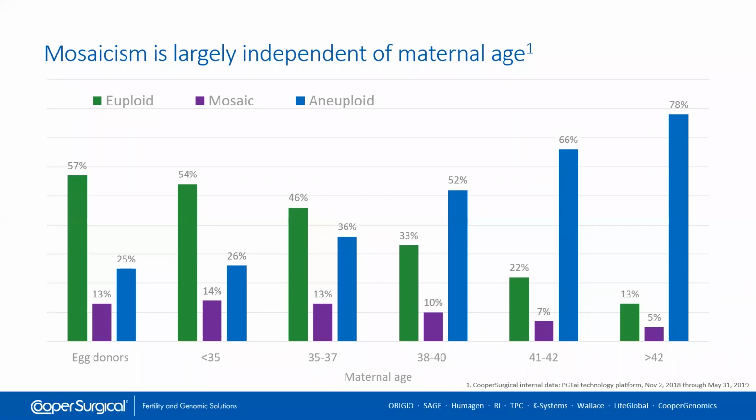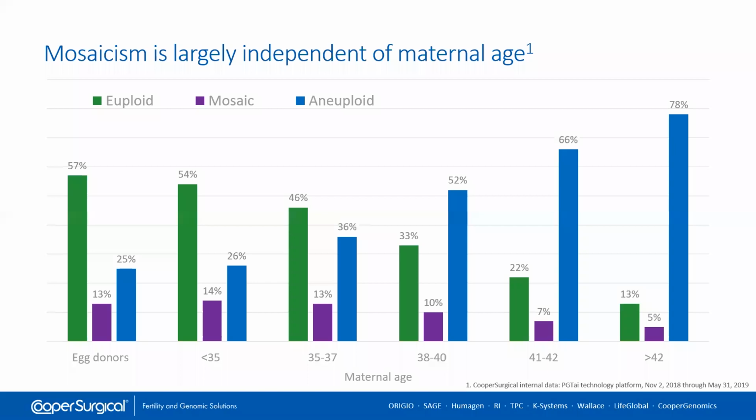Mosaicism is largely independent of maternal age. By that, we mean that any patient of any age, be it an egg donor, all the way through to the more advanced maternal age, has the chance of having a mosaic embryo. Typically, when I started off, embryos were either euploid, the green bars, or aneuploid, the blue bars, and you saw the typical charts of increasing age, decreasing euploid rate, and the corresponding increase in aneuploid rate.